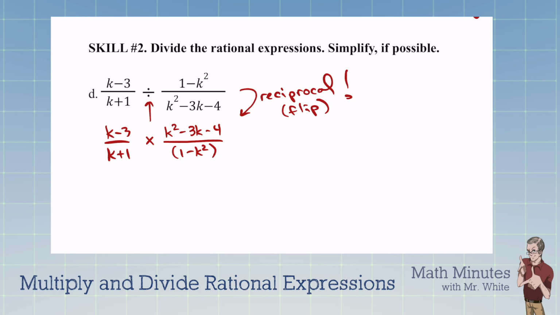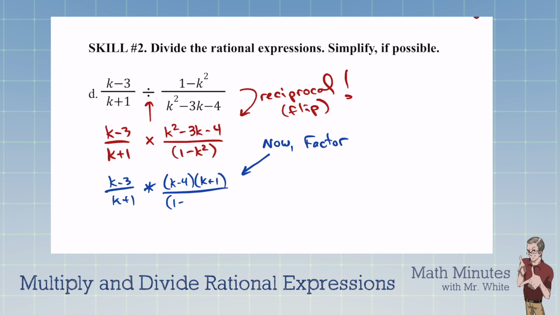Now let's factor. So I'll change colors here, and now factor. Now sometimes I do this all in one step, by the way, as I'm rewriting and I'm factoring as I'm going. So I kind of save a step. So now we're going to factor. We get k minus 3 over k plus 1. Those are both prime. They can't be factored at all. Then we're multiplying by k minus 4, k plus 1, all over 1 minus k, 1 plus k.